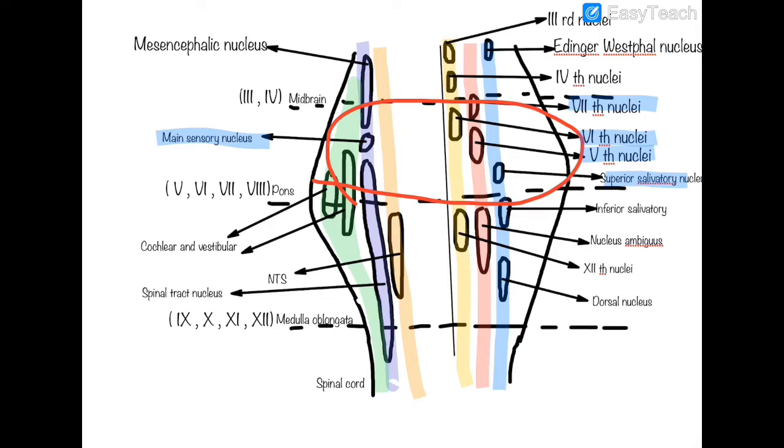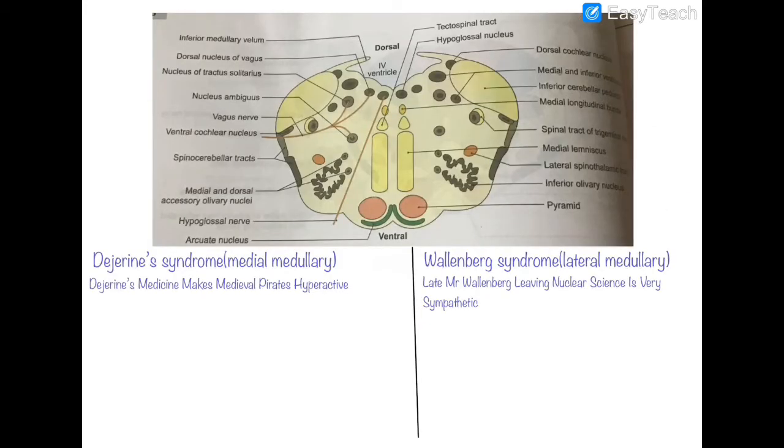So now moving on to the examples of the disorders of the brainstem. First, the medulla oblongata, which is associated with mainly two syndromes, the Dejerine syndrome and the Wallenberg syndrome. Now, if this region of the medulla is affected, then it will result in the Dejerine syndrome. If this region is affected, it will result in the Wallenberg syndrome.